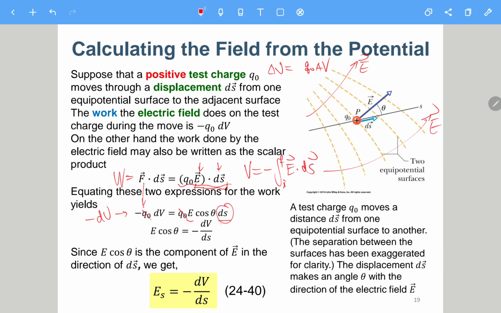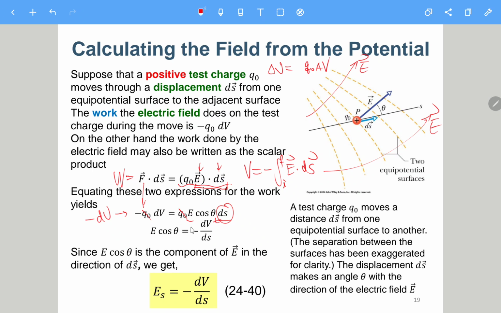So we can just move this term to the left side. Finally, we get E cosine theta equals negative dv over ds. dv over ds means taking the derivative of v with respect to s, and then taking the minus sign. Similar to before, when we integrate E we get v; here we take the derivative of v, and then it becomes E.